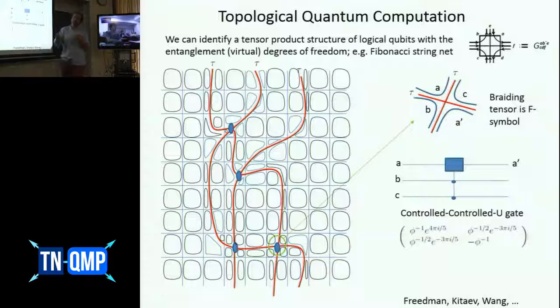Well, if you translate the braiding of anyons in terms of these tensor networks, you can just read off what happens on the virtual level, and what happens there is nothing more than a very simple quantum circuit where every braiding tensor actually corresponds to a 3-qubit gate. This is called a controlled U-gate, and indeed this gate turns out to be universal.